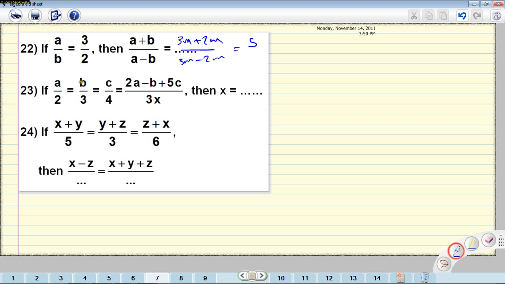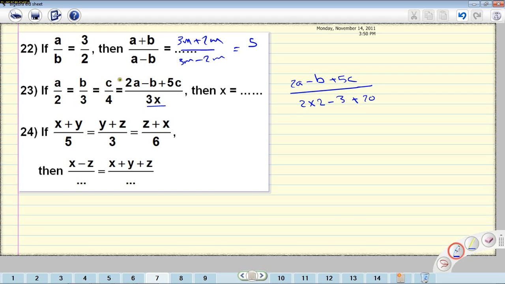And here, a over 2 equals b over 3 equals c over 4 equals (2a minus b plus 5c) over 3x. This question uses property number 4. We multiplied a by 2, negative b, plus 5c. So I'm going to write it here: (2a minus b plus 5c) over (2 times 2 minus 3 plus 20). I'm going to say how we get this.